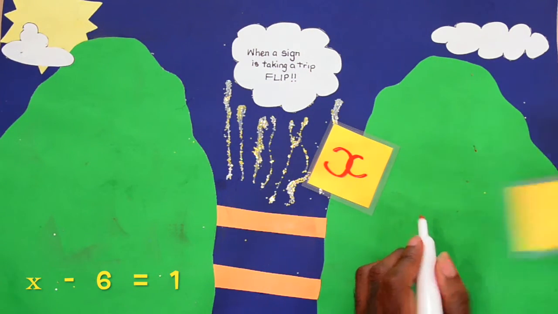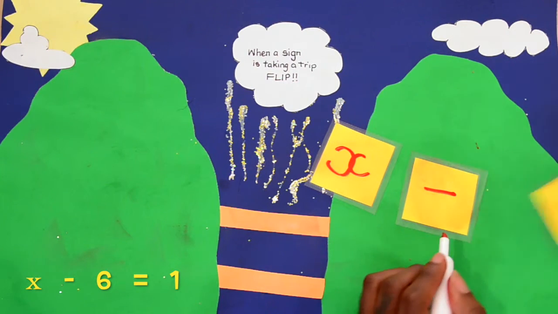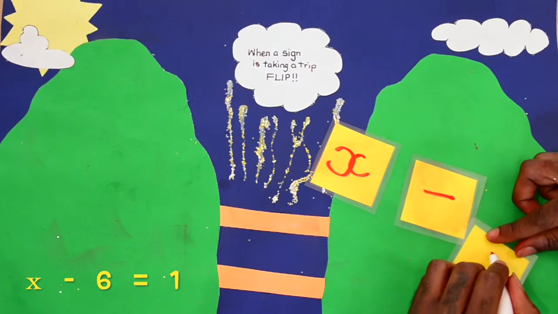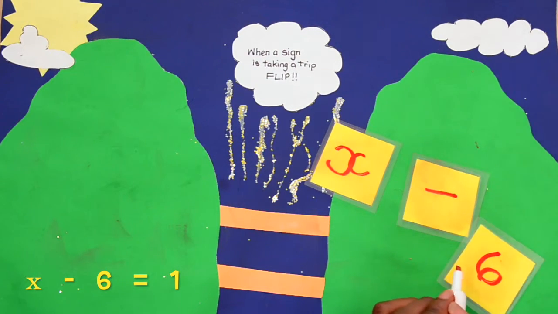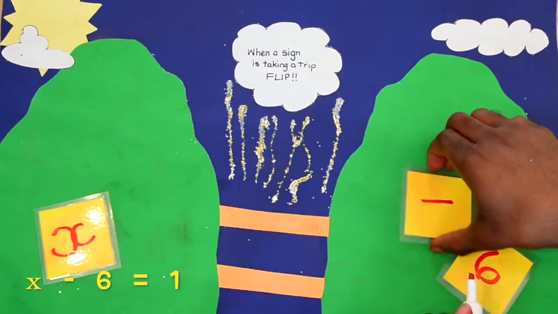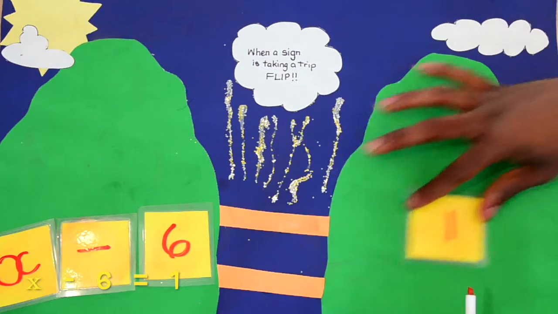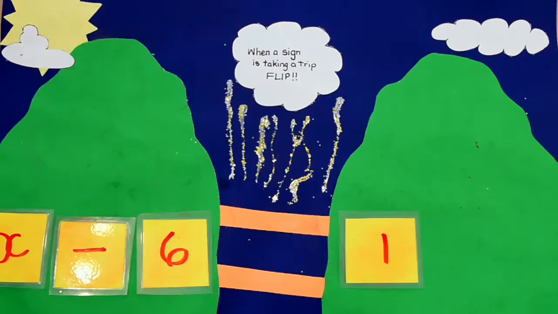We need an x minus with a plus on the back, 6, and a 1. The rule students need to remember here is that x moves when it is in danger. And in danger, it is coming behind a minus sign.